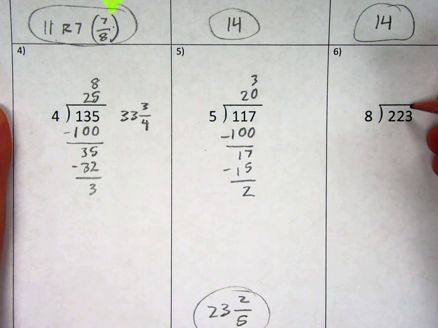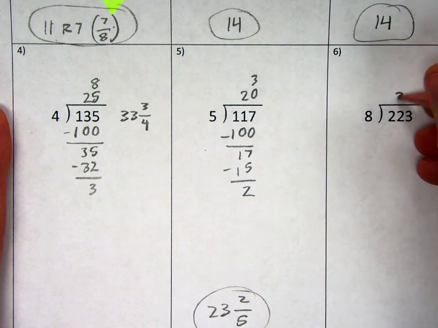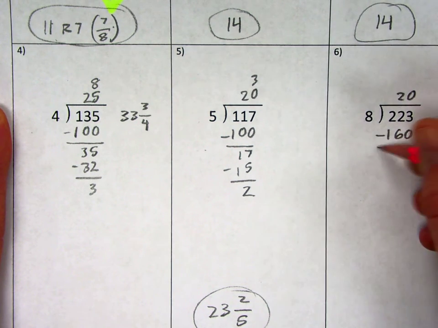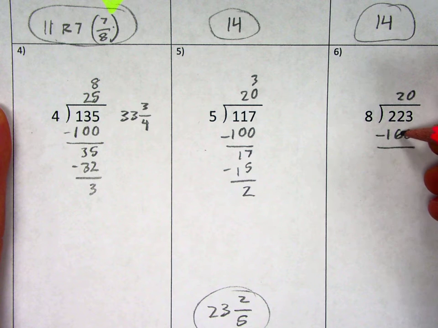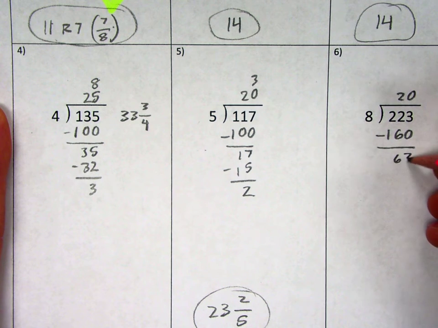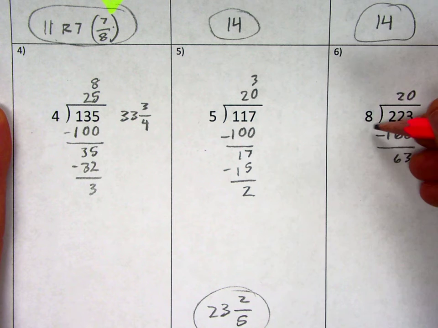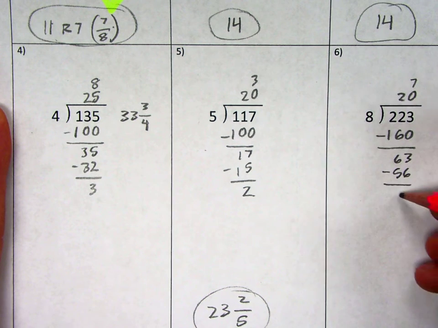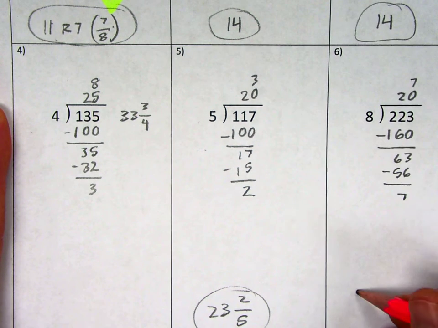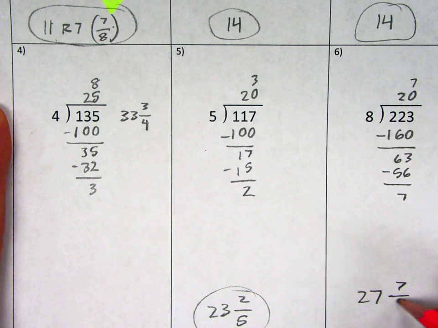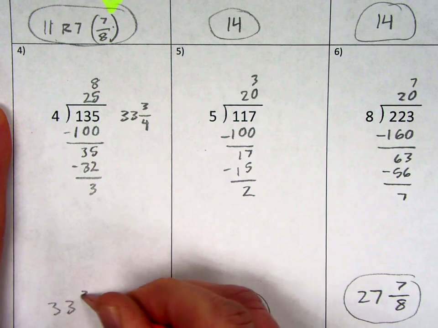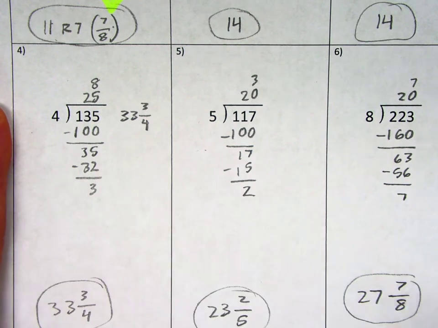8 goes into 223. Well, let me see, I could take away 20 8s. So 20 times 8 there is 160. And let me see, I got 63 it looks like. And 8 times 8 is 64, but 8 times 7 is 56. And that's a remainder of 7, so my answer is 27 and 7/8. Sorry I didn't write down an answer here. This is the way that students could work through these.